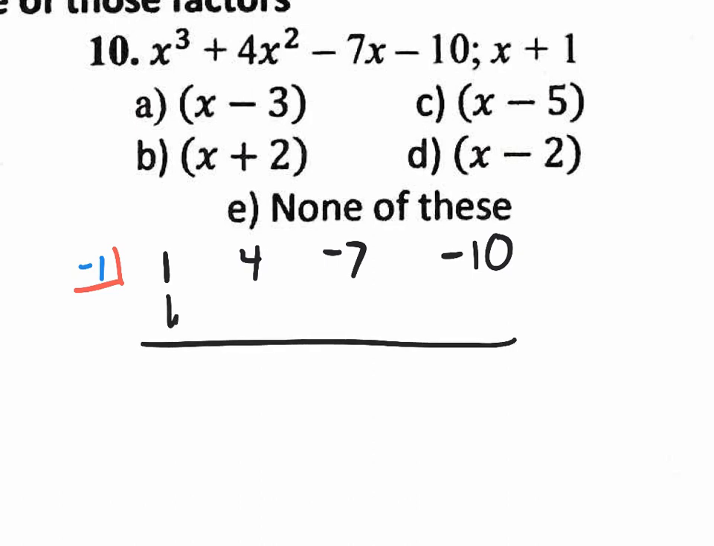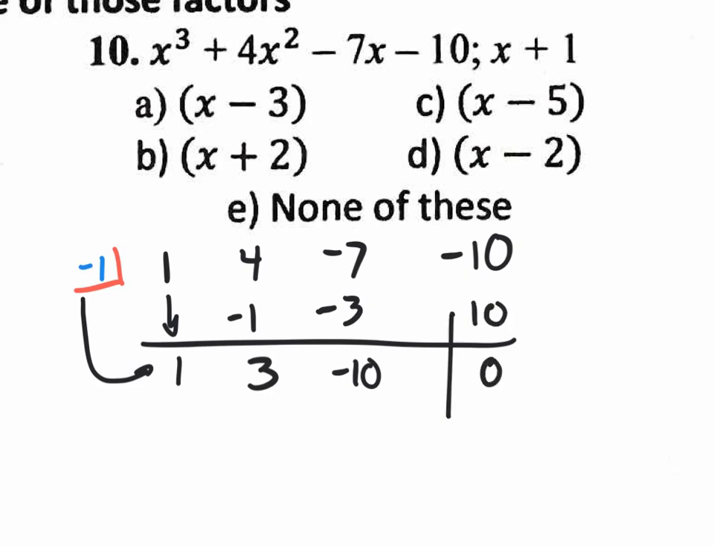As you come down, 1 plus nothing is 1. As you go up, negative 1 times 1, that's negative 1. As you go down, 4 take away 1 is 3. As you go up, negative 1 times 3 is negative 3. As you go down, negative 7 plus negative 3, negative 10. As you go up, negative 1 times negative 10, positive 10.